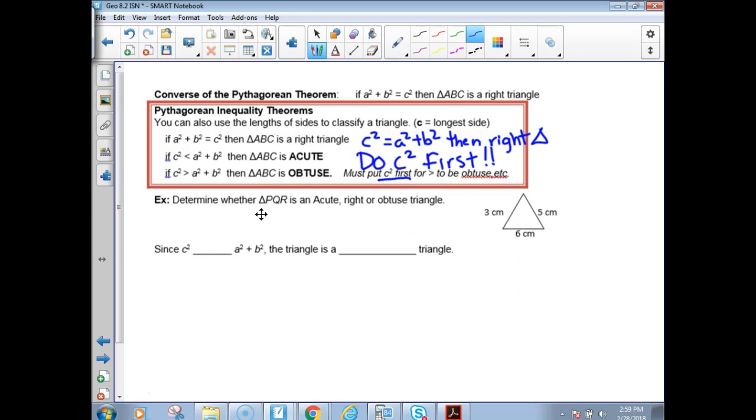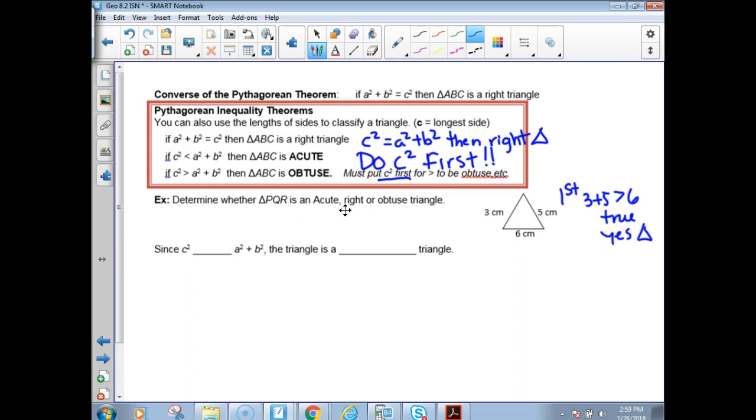Okay, so we're going to determine whether PQR is an acute, right, or obtuse triangle. The first step is actually to determine if these numbers are the possible sides of a triangle. So what you would do is say 3 plus 5 is bigger than 6, and that is true. So yes, you can have a triangle. All right, now granted, they drew one, but I'm going to show you what I'm talking about more on the next question. So we know it's possible to have a triangle with these lengths of sides.